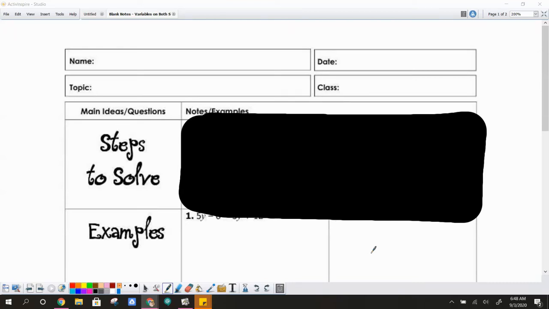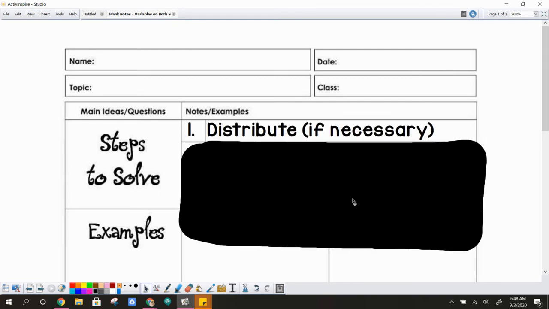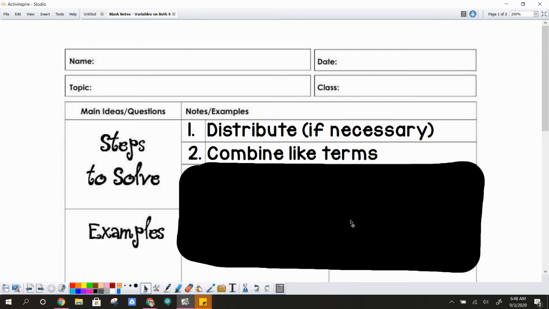So we've talked about how to solve multi-step equations, but now I want to talk about how to solve multi-step equations when there's variables on both sides. So the steps are very similar to what we did before. The first step is to distribute if necessary. The second step is to combine like terms.